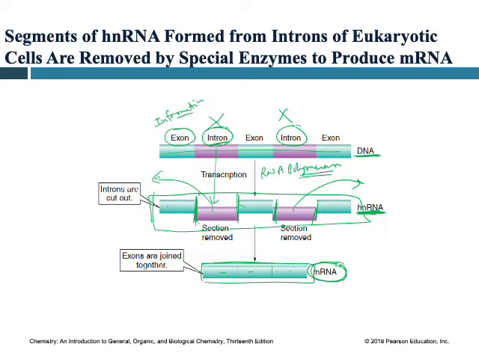DNA forms heteronuclear RNA because DNA has introns, and during transcription this intron also gets transcribed into an RNA molecule, right? But we don't want this intron. It is cleaved out after you make the heteronuclear RNA, and then all the green exon parts get attached together through an enzyme, and this special molecule we call mRNA. So mRNA contains only the useful information from DNA, right?